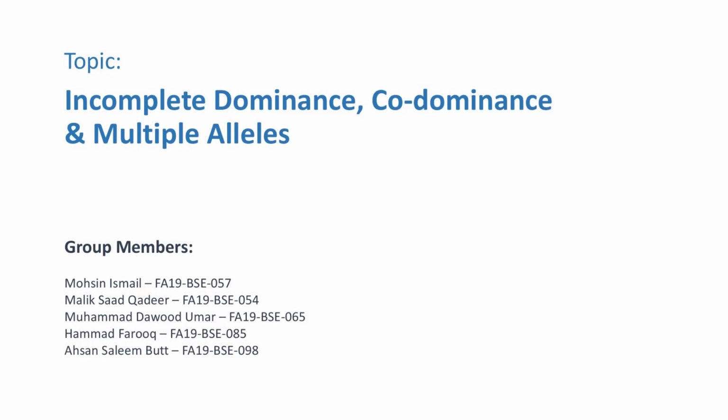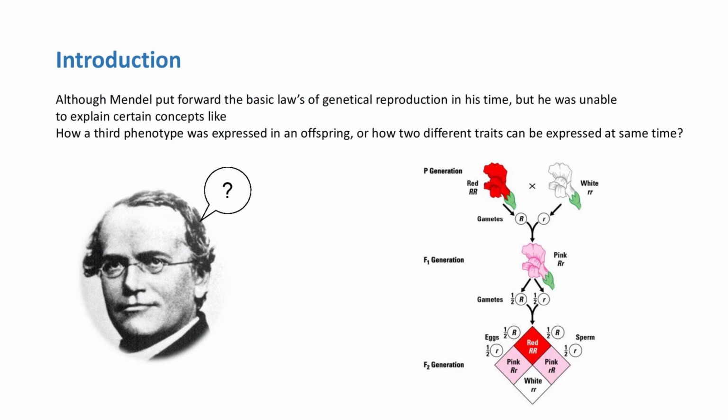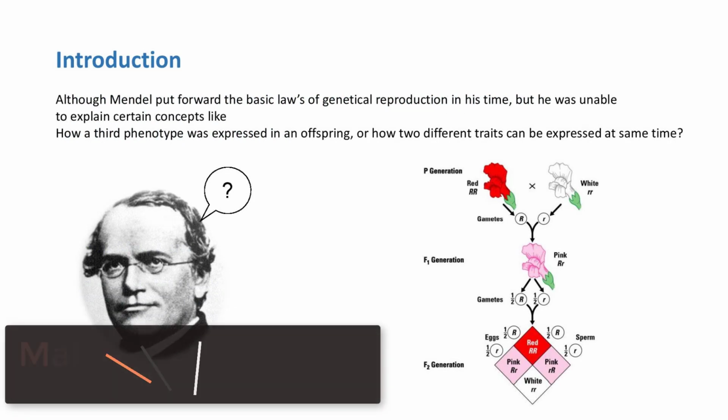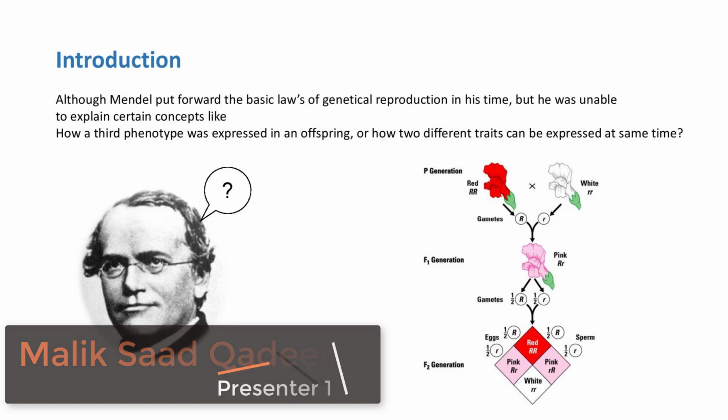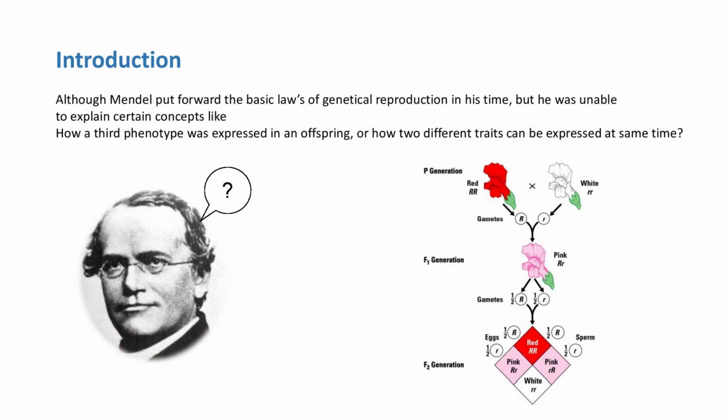Our topic is incomplete dominance, codominance, and multiple alleles. Before going to our actual topic, let's have a recap of Mendel's laws and his findings about genetical reproduction. When Mendel crossed pea plants having green and yellow color, he observed that their offspring express these two colors in a fixed ratio that can also be confirmed by crossing them on a Punnett square.